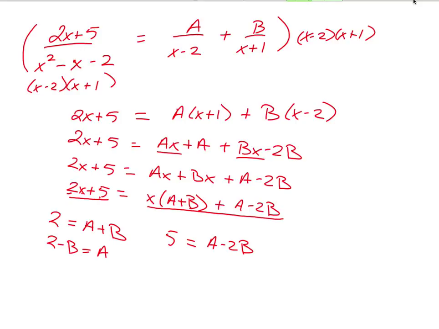Now what do I want to do? What's the purpose of getting this A by itself here? So you can plug it back in. So I can plug 2 - B in for A over here in the other problem. Once I get A by itself here, I take this and plug it into A in the other problem. So 5 = 2 - B, and then - 2B.